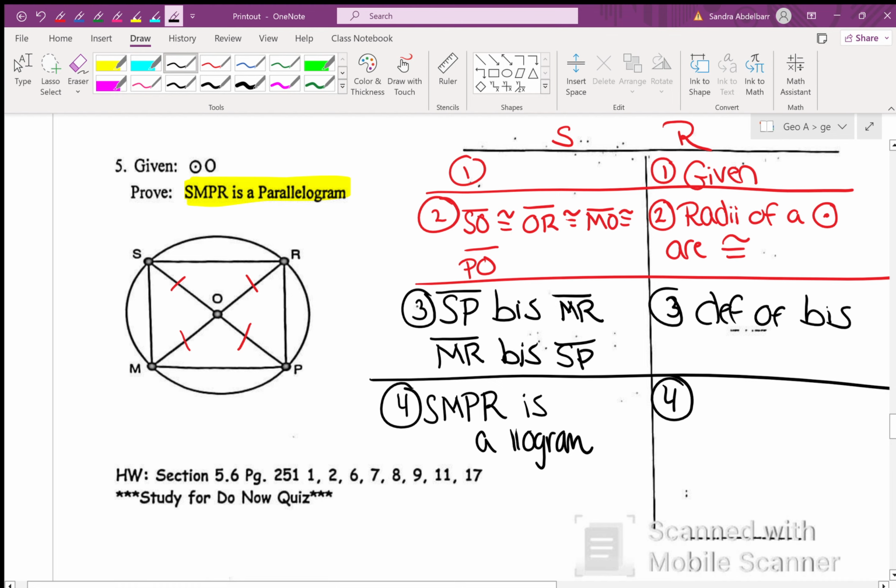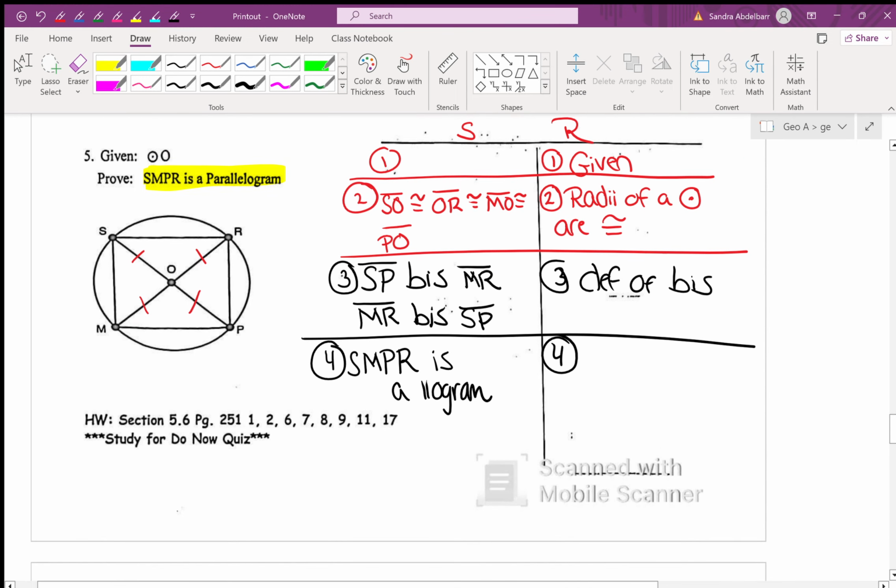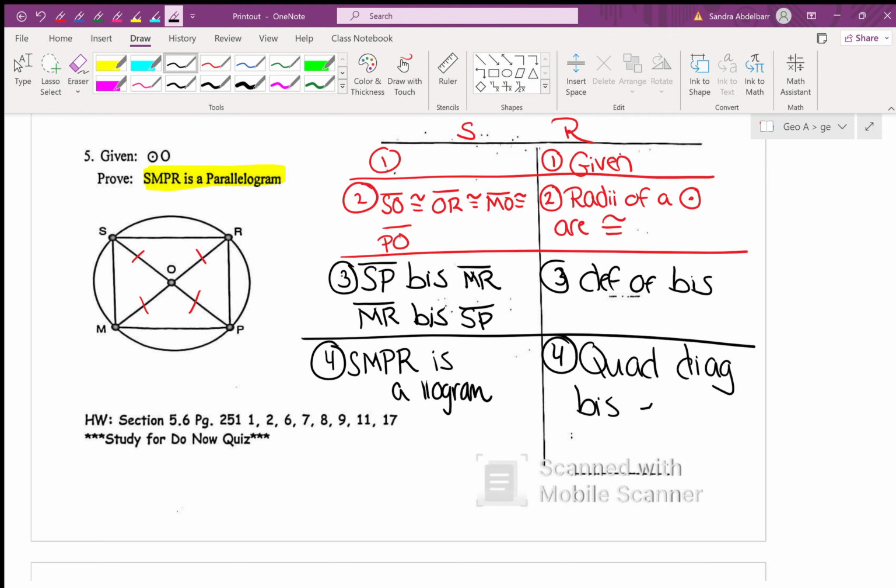Right, without looking back, who thinks they know the reason for this? Only 2 people? Come on. Y'all can figure this out. Simon? Quad diagonals bisect each other yields parallelogram. You got it. Quad diagonals bisect each other yields parallelogram.